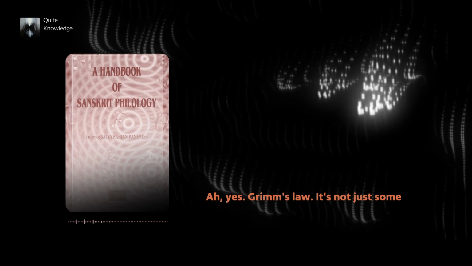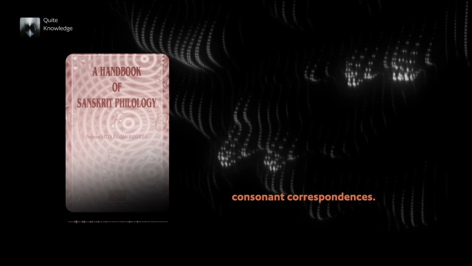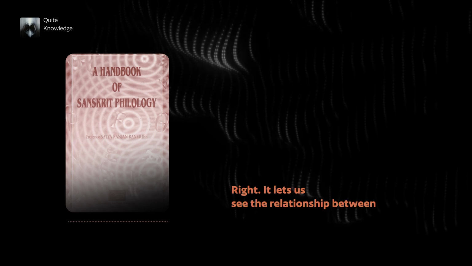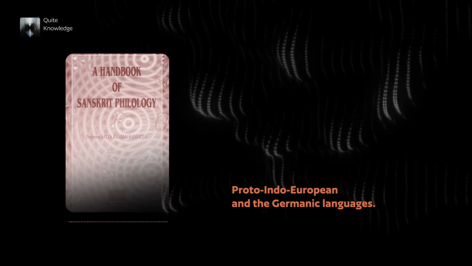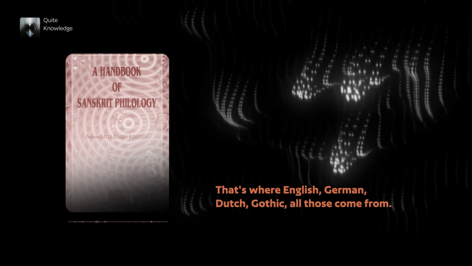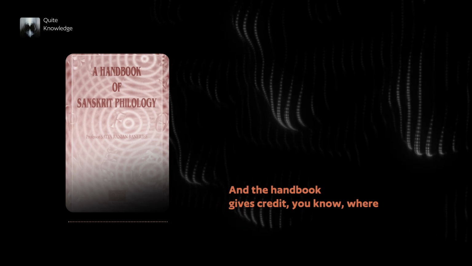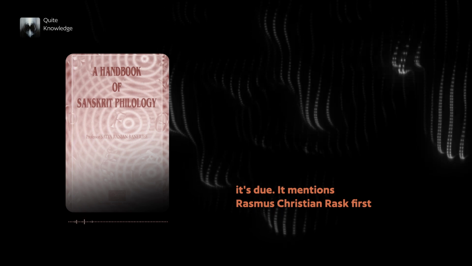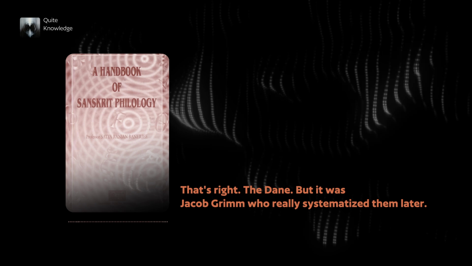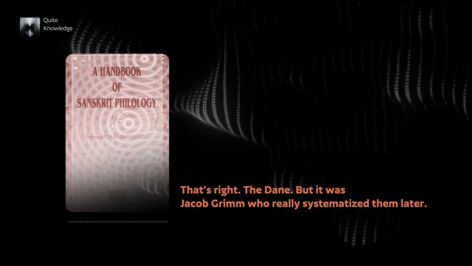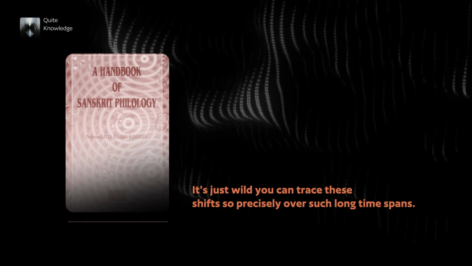Ah, yes, Grimm's law. It's not just some abstract rule, is it? It's a set of predictable consonant correspondences. Right. It lets us see the relationship between Proto-Indo-European and the Germanic languages. That's where English, German, Dutch, Gothic, all those come from. And the handbook gives credit where it's due. It mentions Rasmus Christian Rask first noticed these patterns. That's right, the Dane. But it was Jacob Grimm who really systematized them later. It's just wild you can trace these shifts so precisely over such long time spans.